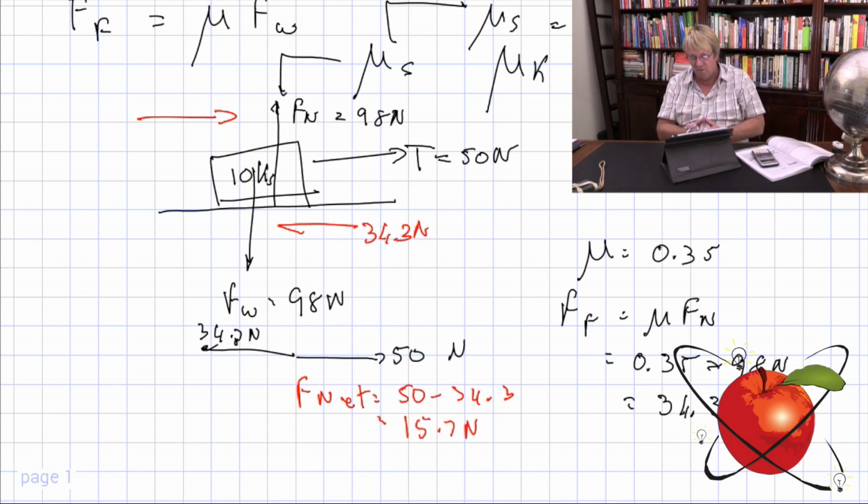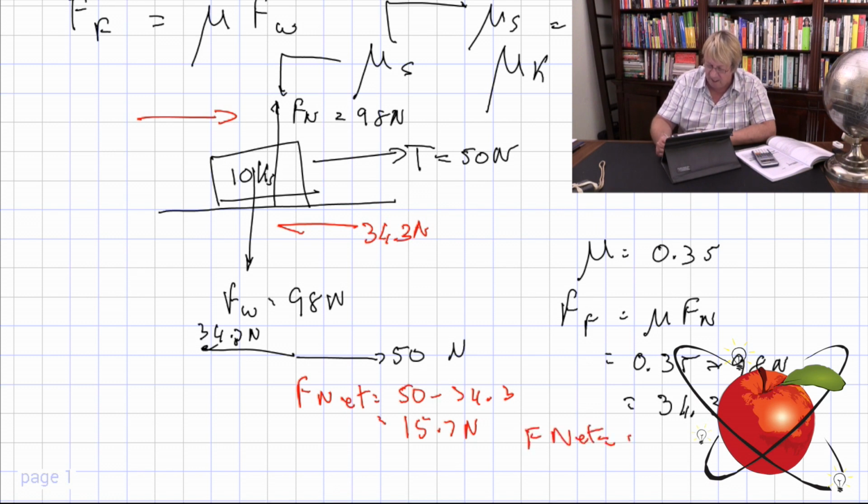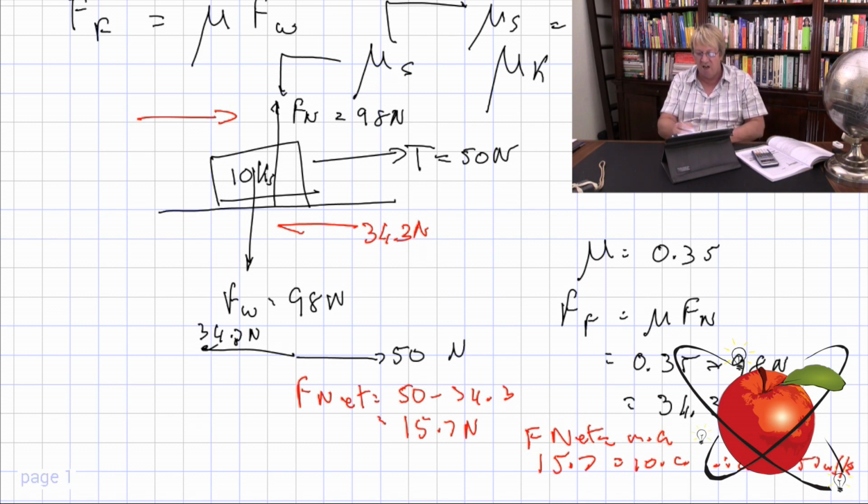And what do we do when we see that? F net equals MA straight away. So we say F net equals MA, and F net is 15.7, which is equal to mass 10 times A, therefore A is 1.57 meters per second squared to the right.